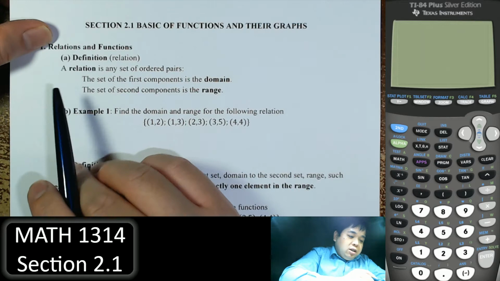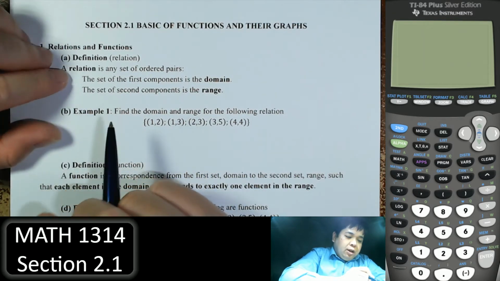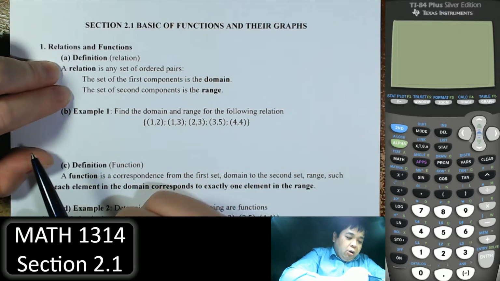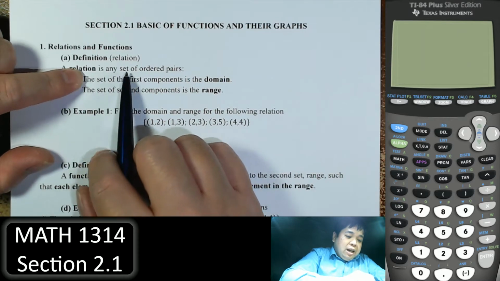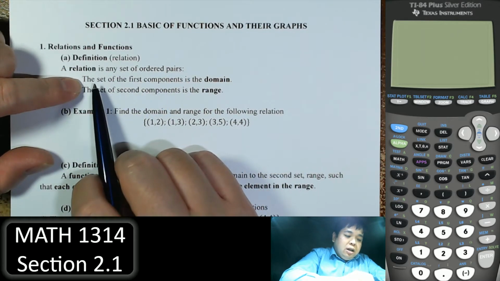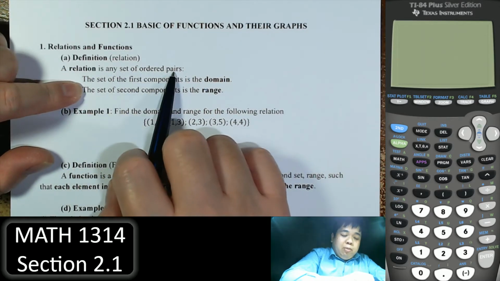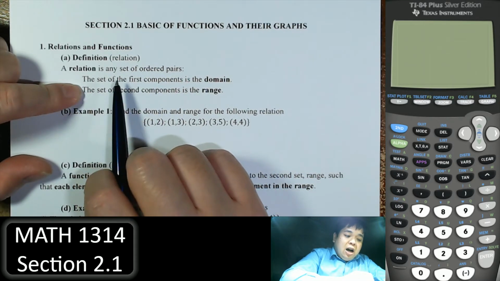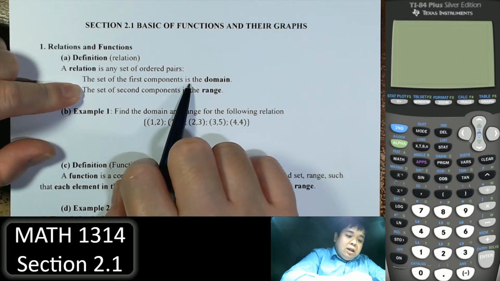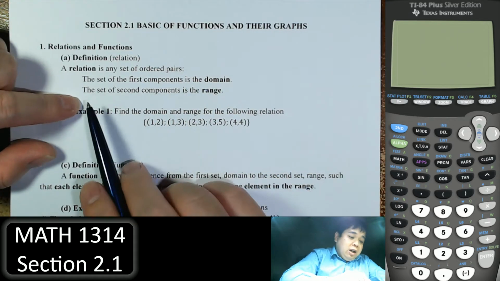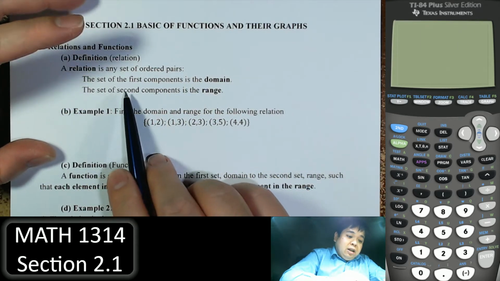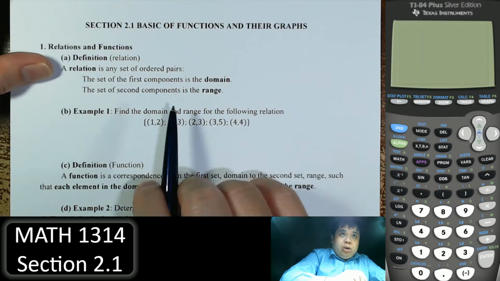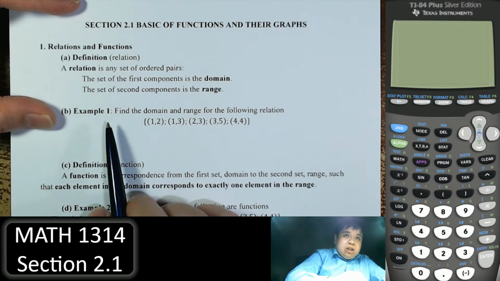1. Relations and functions. First we define a relation. A relation is any set of ordered pairs, the pairs of numbers that have order. The set of the first components of the pairs is the domain. The second component is the range. Here is an example of a relation.